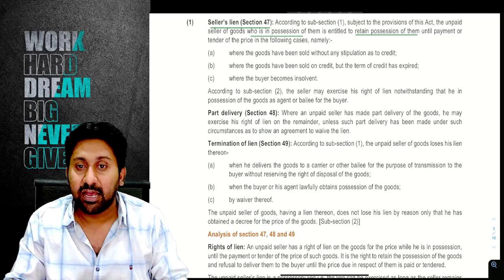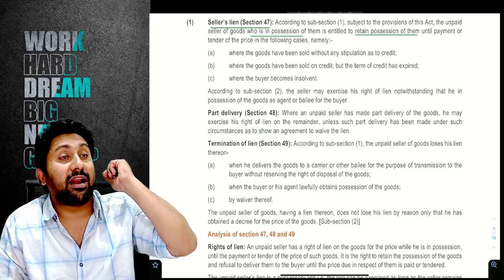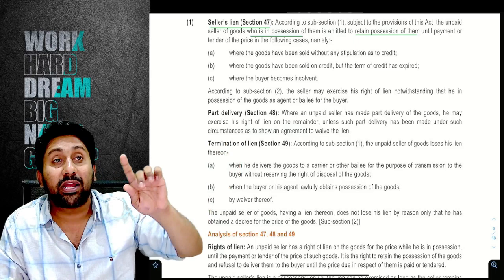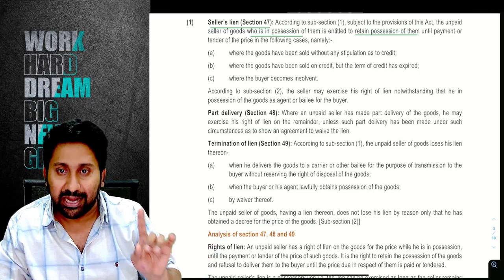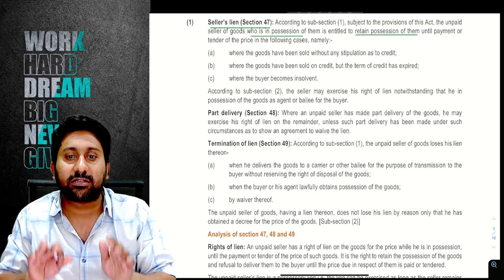If you have to exercise a lien, one important condition you need to satisfy: number one, you should be in possession of the goods. Once goods are given to the other party, you can't exercise lien. You can exercise other rights against the person, but on the goods you can't take any lien. Lien does not mean making a robbery or a theft of the goods already given. If the goods are with you, but the payment has failed, instead of giving them to him, you retain them with you. That's called a lien.